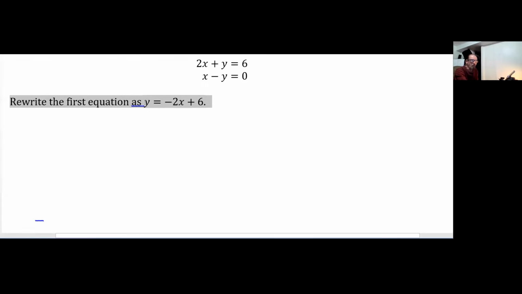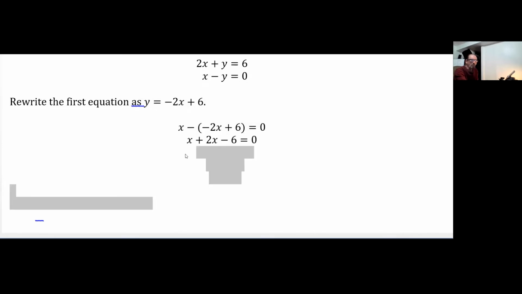Now that I have y alone in one of the equations, I'm going to plug what y is equal to into the other equation. Be careful though, that y there is being subtracted. So we take all of that negative 2x plus 6 that y is equal to, and since y was being subtracted in the second equation, I'm going to subtract all of that. That means I'm going to have to distribute a negative sign. So when we've distributed the negative sign, it's going to change both of those signs there.